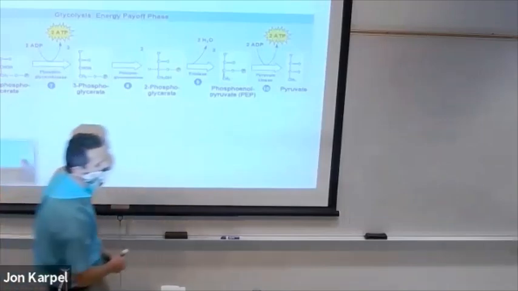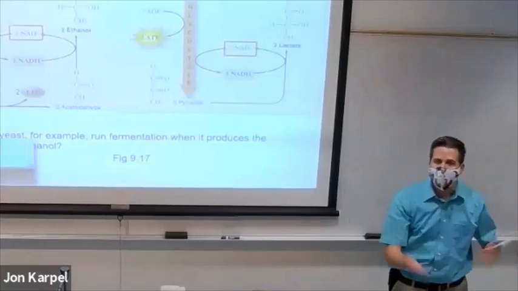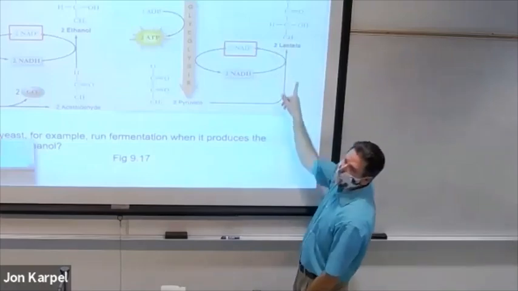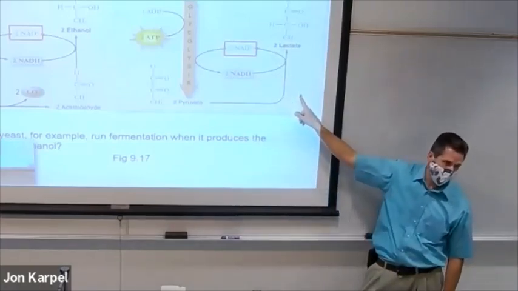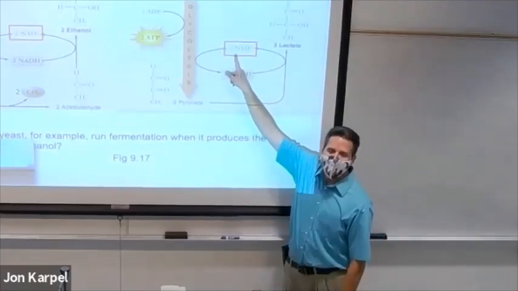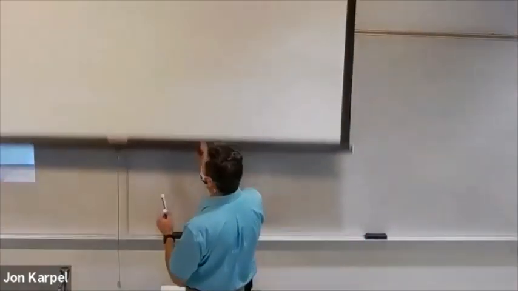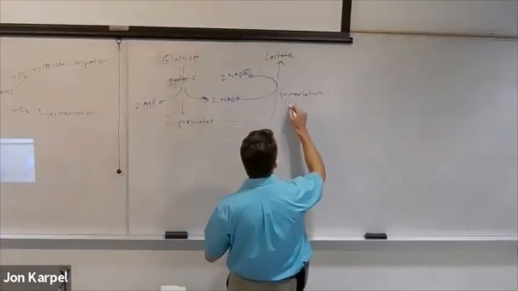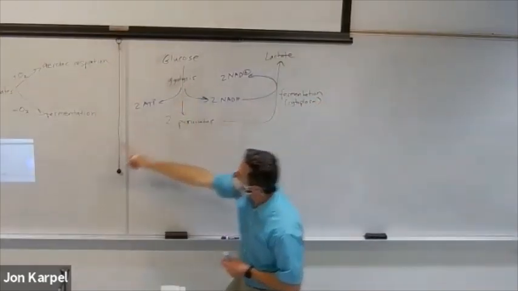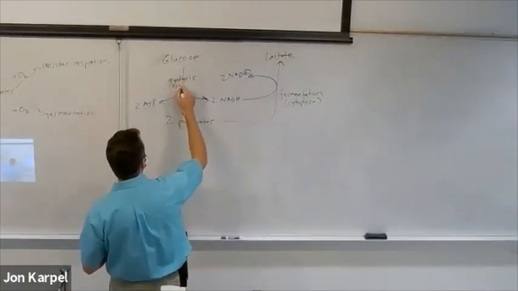So that's the whole point: when your muscles are starved for oxygen and you can't make ATP through the rest of aerobic respiration, then you run fermentation. Not because fermentation gives you ATP, because it doesn't. But what does it give you? The NAD+. And by the way, fermentation also occurs in the cytoplasm. So where is that with respect to the enzymes in glycolysis? In the same place. So this is in the cytoplasm as well.